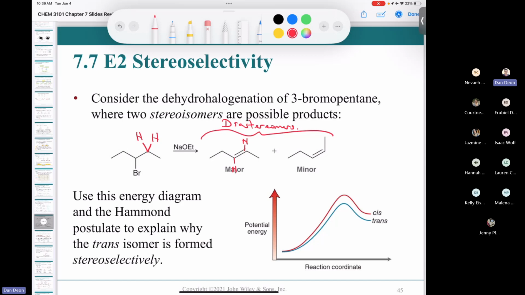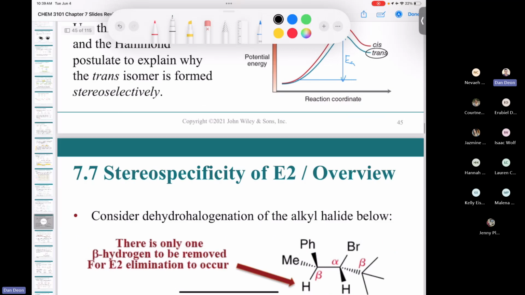So it says use this energy diagram and the Hammond postulate to explain why the trans isomer is formed stereoselectively. Well, it's nothing more than this: the activation energy for the formation of the trans is lower, so it's going to be formed faster. And then if we look at the product, you see the product is closer in energy to the transition state. So we end up with the trans product as our major product.